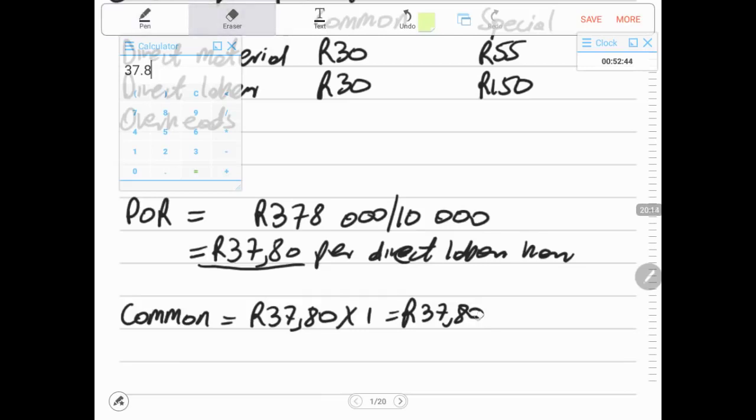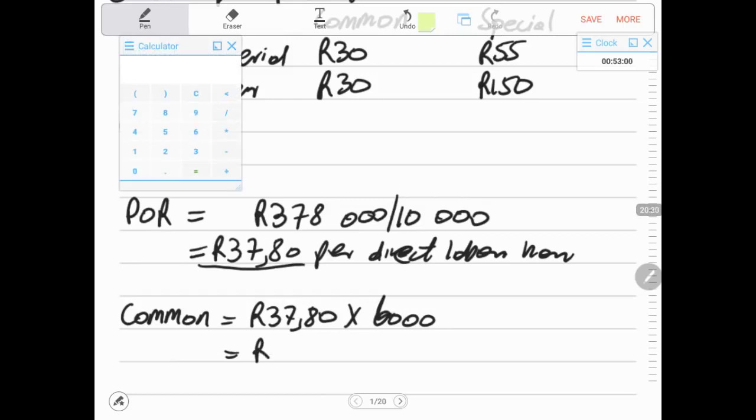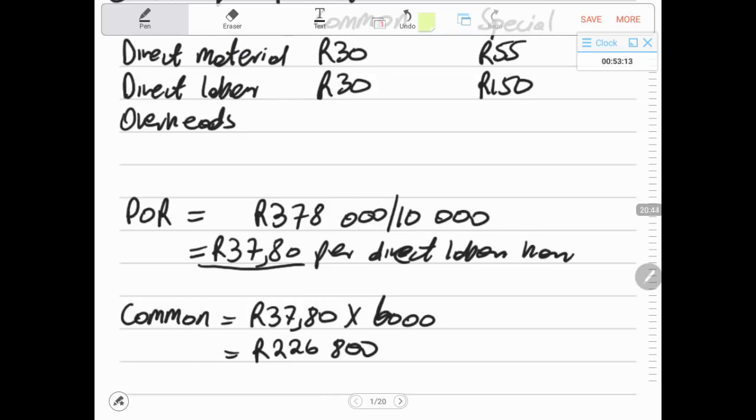But I don't want to take it from that dimension. I'll just use this as a test. If it doesn't work, then I'll analyze what could be the reason. Now we first multiply this by the total number of labor hours, which is 6,000 labor hours. If we multiply 37 rand 80 cents by 6,000 labor hours, let us check how much we get. We get 226,800. Why am I multiplying this? Because I want to get the total overhead cost for product common.